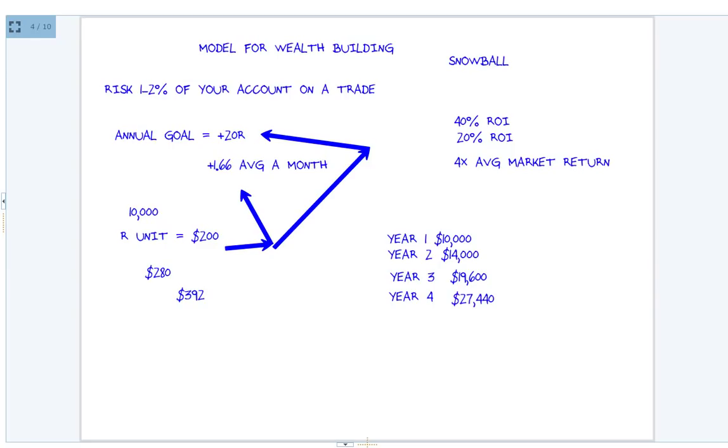Year five, 27,440 into 2%. Our risk is now 548 into 20. We made 10,976 plus 27,440. Now year five, guys. Year six is where the fun starts. This is where things start getting really fun, because now the snowball takes effect. 38,416 is your balance now.